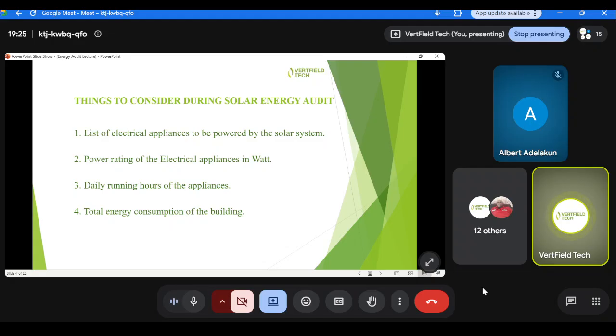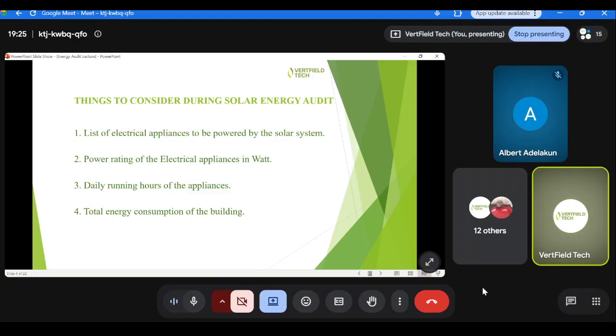So, things to consider during solar energy audit. This simply means that just because you have gone through this lecture, or because you have heard somebody talk about solar system installation, or because you're an electrician who knows how to connect wire and can do a very beautiful electrical installation, you can now do solar installations. No, that is not it. So there are things to consider at the stage of energy audit.